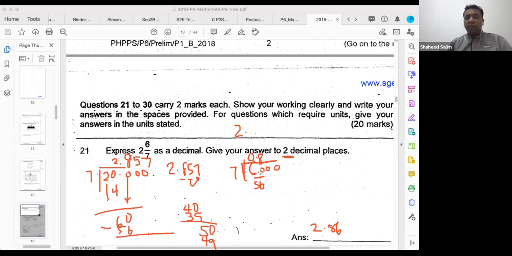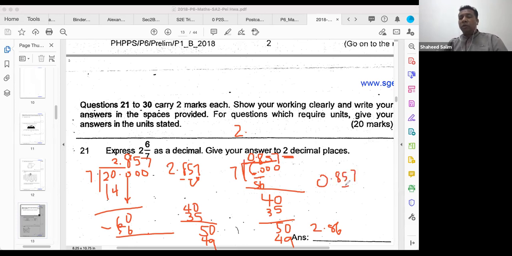8, 56 down here. Minus, what do you get? 4. Bring down the 0. 40 divided by 7, 35 you can divide, not 40. How much is that? It's 5. And then next one, you minus, get 50. Bring down the 0. This one you get 49. 49 is 7. 0.857, same thing. So what is the nearest 2 decimal place? It's 86. But it begins with 2 actually. So 2.86, same thing.